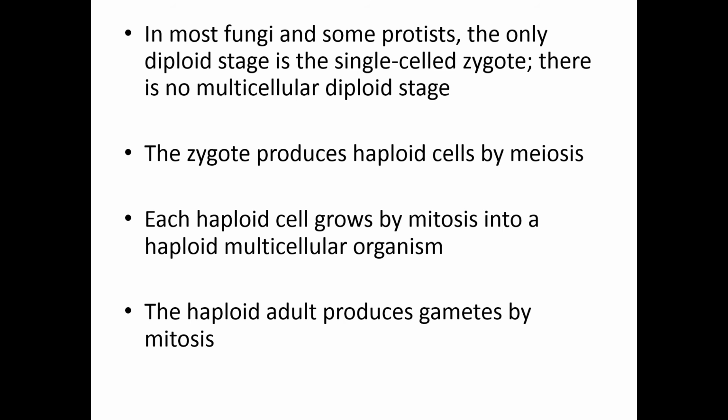Now, fungi and protists. The only diploid stage is going to be your single-celled zygote. So you're not dealing with a multicellular diploid stage. Your zygote produces haploid cells by meiosis. Each individual haploid cell will begin to divide and produce a haploid multicellular organism, and that haploid adult organism will produce gametes by mitosis.